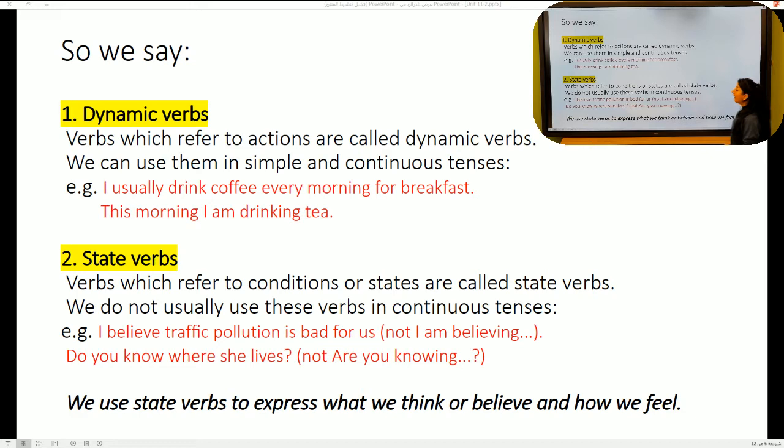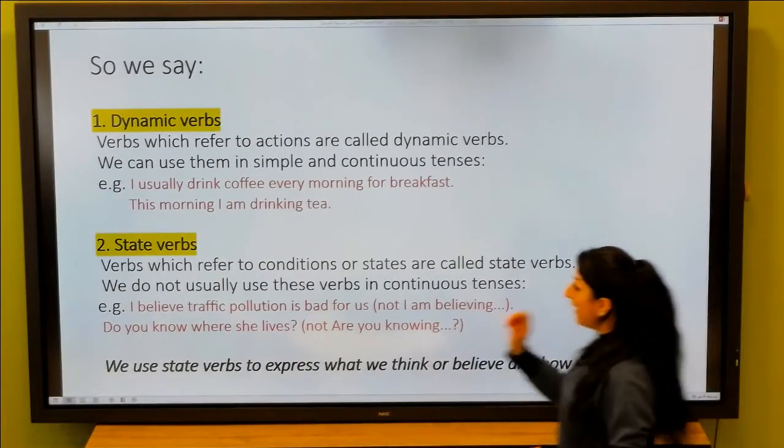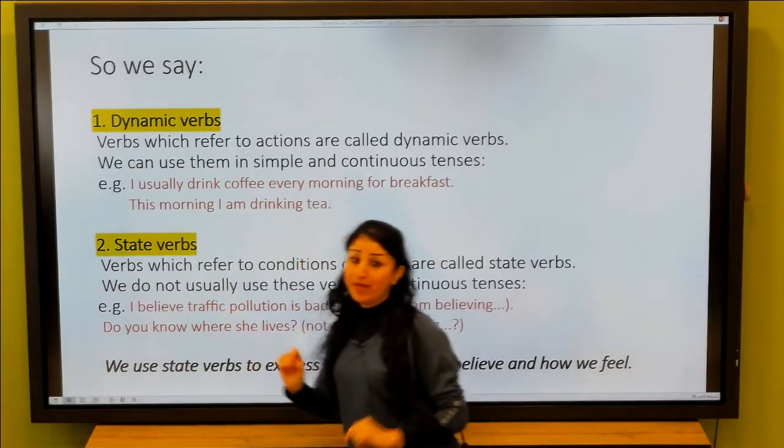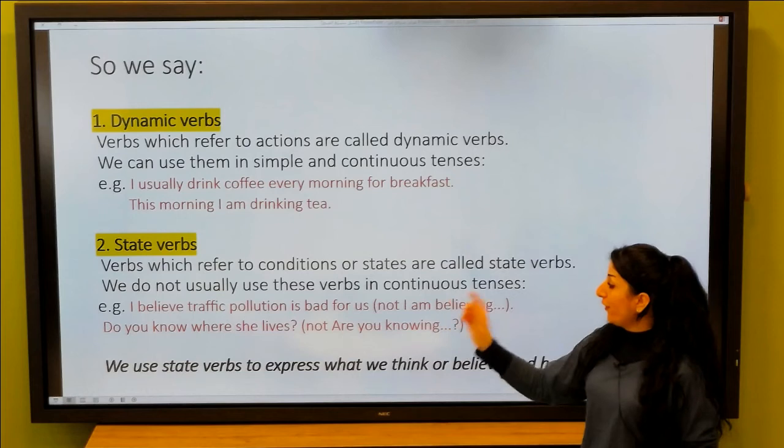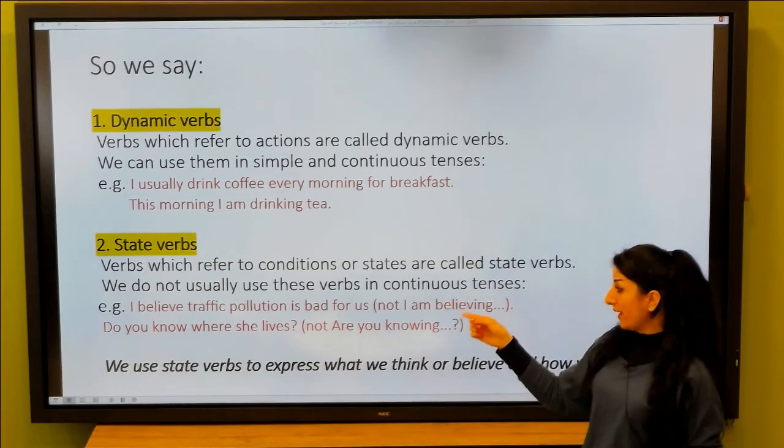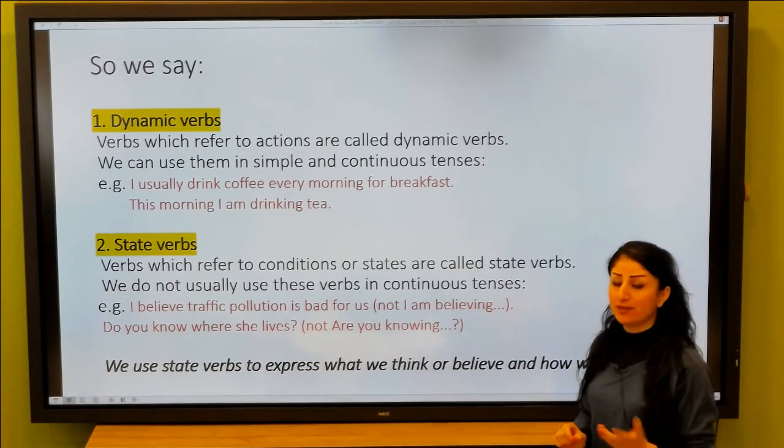Example: I believe traffic pollution is bad for us. "I believe" is a main verb, not "unbelieving," because it's a state verb. Believe here means I imagine or I think.